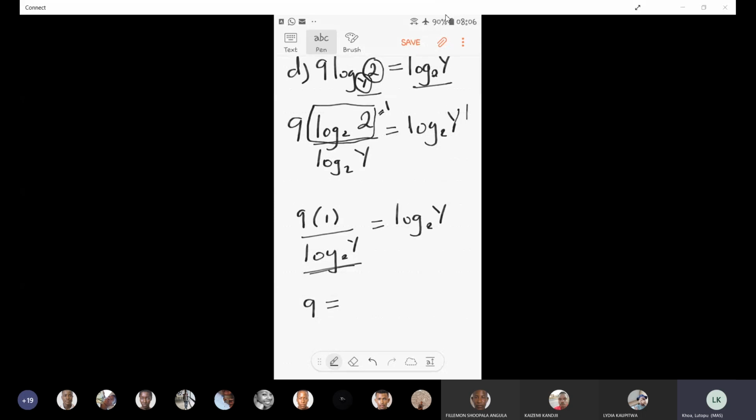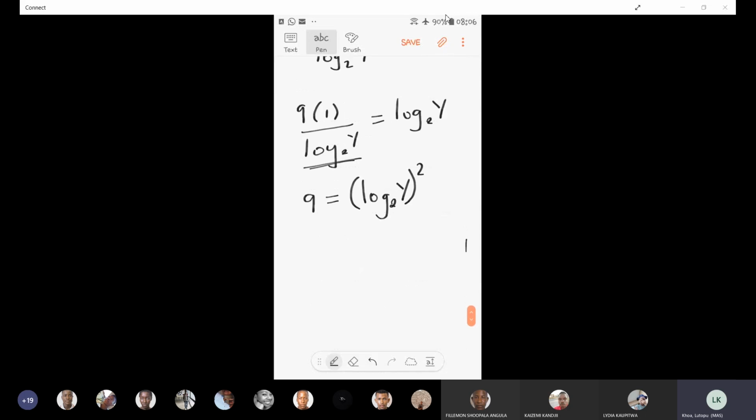Right. Then I multiply that on both sides. So I have 9 is equal to log base 2 of y squared. Okay, so with this one, you can let log base 2 of y equal to x, for example, but this one is very simple to solve, in that I just take the positive and negative square root on both sides.